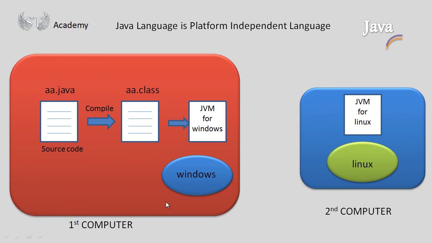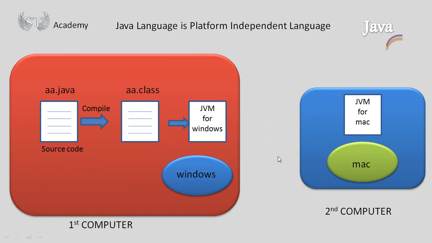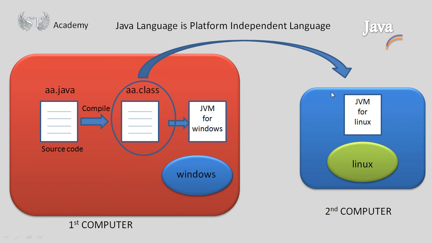Now I want to run the same application, the same bytecode, on the second computer. When I take this file, or application, to the second computer and want to run it, it can run easily because it is neutral code. And here on the second computer, I need JVM for Linux. Here is Linux, so I need JVM for Linux. Once this file is sent to the second computer, which has the Linux operating system, it requires JVM for Linux. So what will this JVM for Linux do? It will convert, or translate, the bytecode into native code, and make it compatible with the operating system, and we get the result.